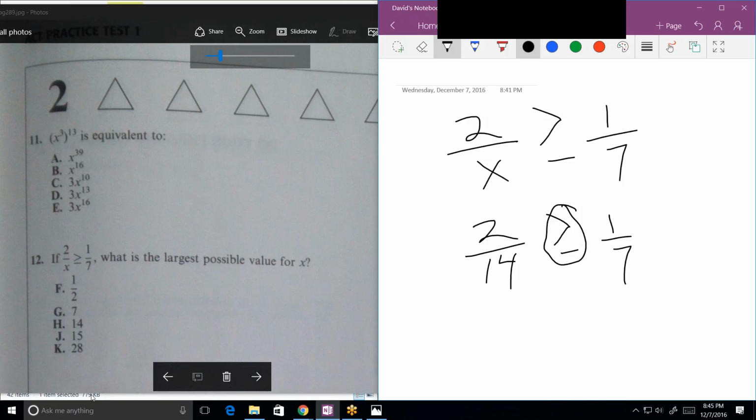But since they ask for the largest one, as soon as we figure out the largest one on this list that works, we're done. I don't need to test 7 or 1/2. Neither of those is larger than 14. So whenever they qualify it and you're going to do it by back solving, start with the largest. If they'd said the smallest instead of largest, then I would start with 1/2 and work my way up.